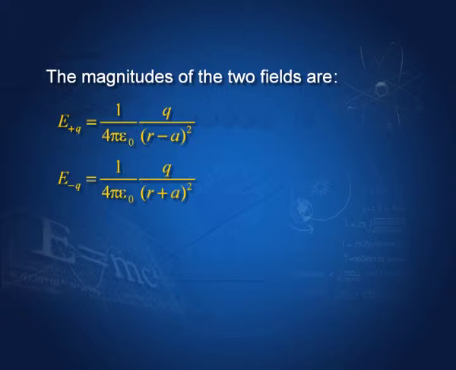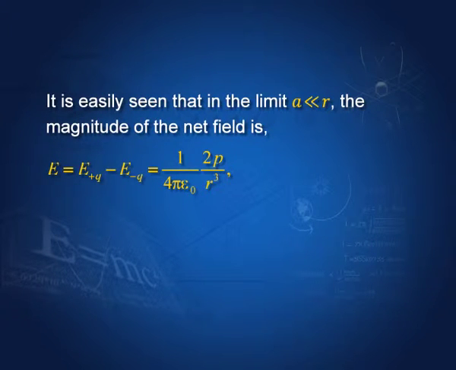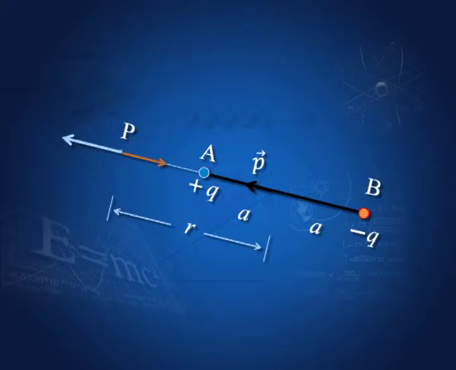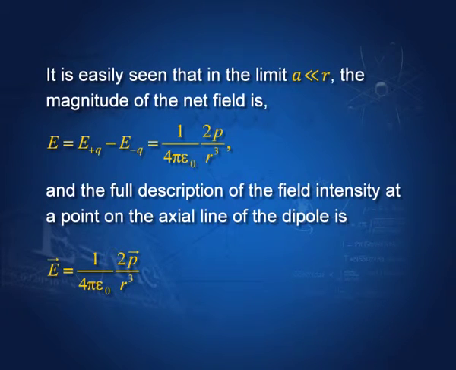We add them and we get the field, and that field is E plus q minus E minus q, because the field due to the positive charge is in this direction, the field due to the negative charge is in this direction. Therefore, we have to take the difference, and if I again join 2qa, it becomes p. So all that has been done, and we get the field in the same direction, because this field is stronger. The net field is in the same direction as the axis of the dipole moment. Therefore, we have E equal to 1 by 4 pi epsilon 0 into 2p by r cubed.